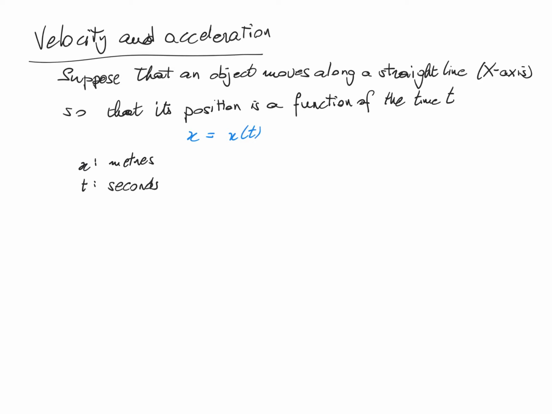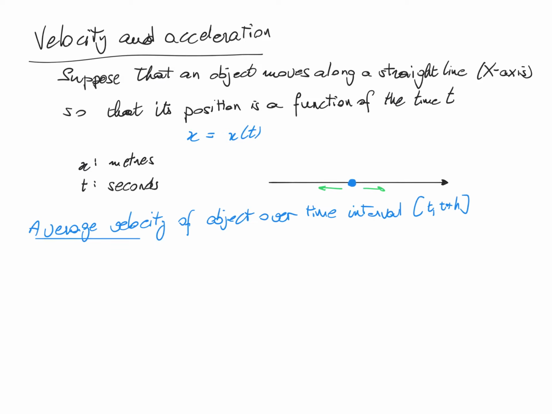If we then illustrate this, we see that we have the line, the x-axis. On that line we have a certain object, and it can move only on the line to the left or to the right. Suppose that the object is moving along this line during a certain time interval, then we can define the average velocity of the object. So the average velocity over a time interval t up to t plus h, so the length of the interval is h, is basically how much it has changed, so the change in its position, divided by the change in time, so divided by the length of the interval.